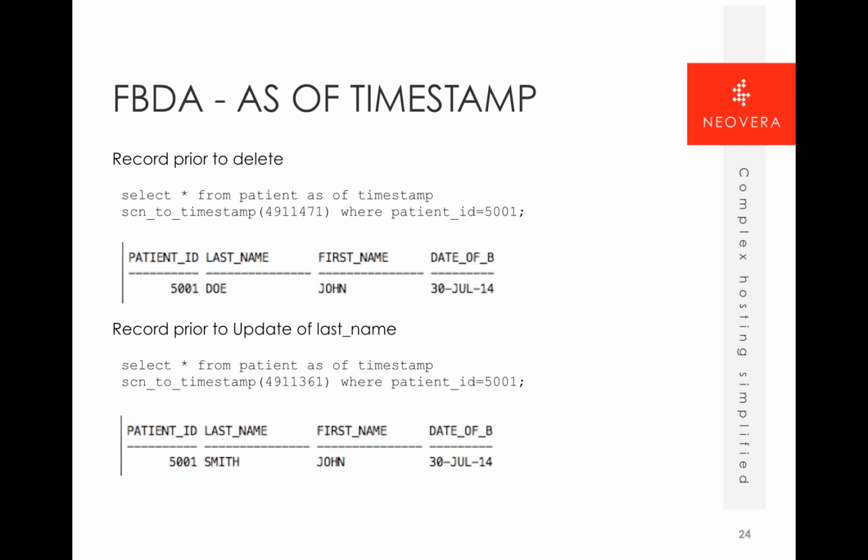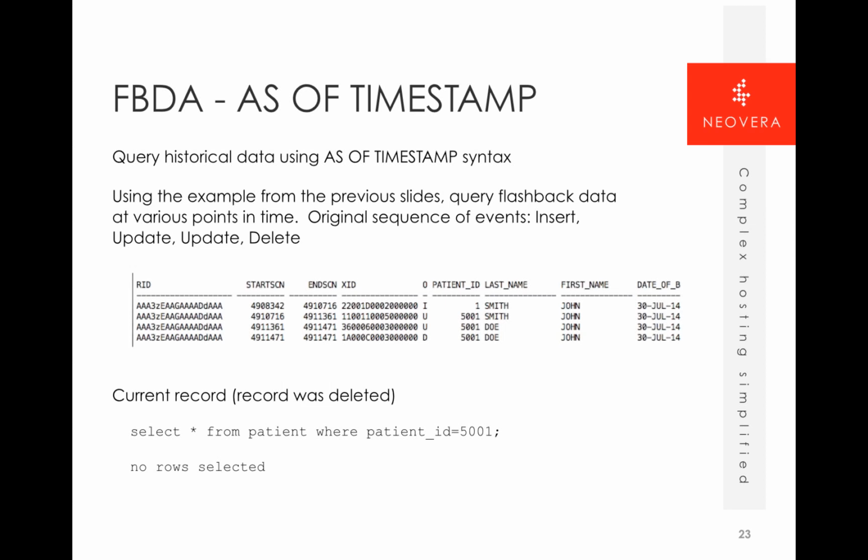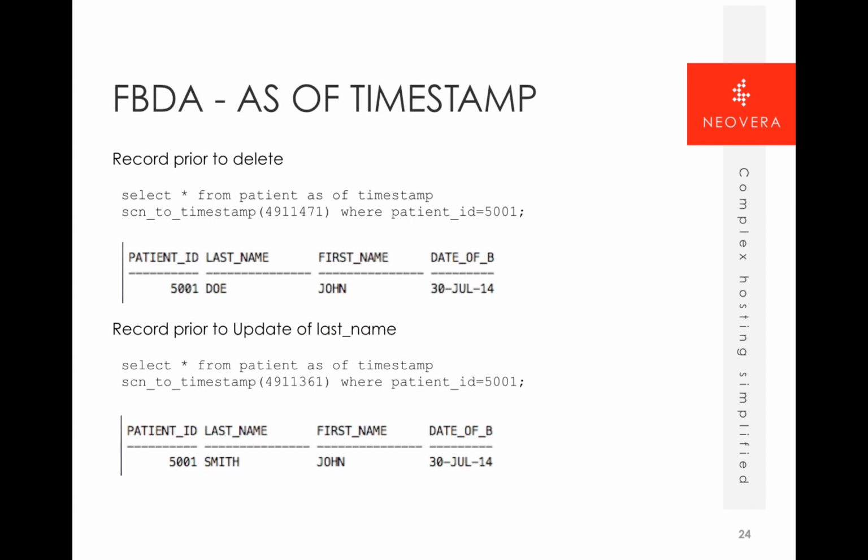So now I need to get the record prior to the delete. I want the last one that was updated with the last name changed, which also includes the patient ID update. Now I'm selecting from the table, again, with the as of timestamp syntax. I'm converting the SCN to a timestamp, and the timestamp corresponds to the one of the previous record. That's the 4911471. If you go back and look at the very last transaction, that was deleted, and then the one prior, you see the 4911471. So that's where I'm getting these numbers from.